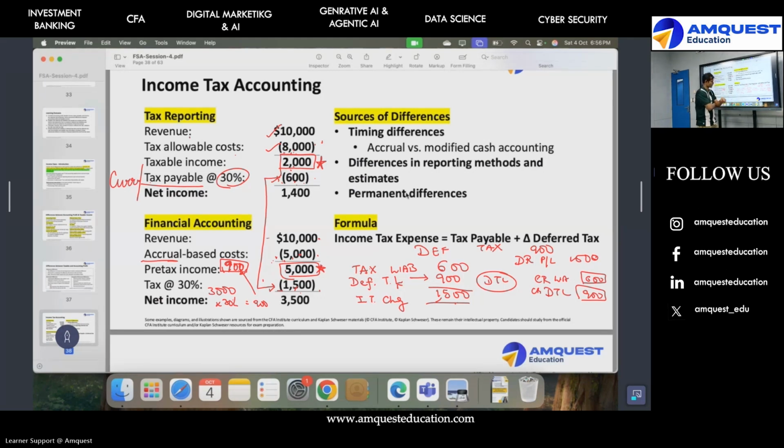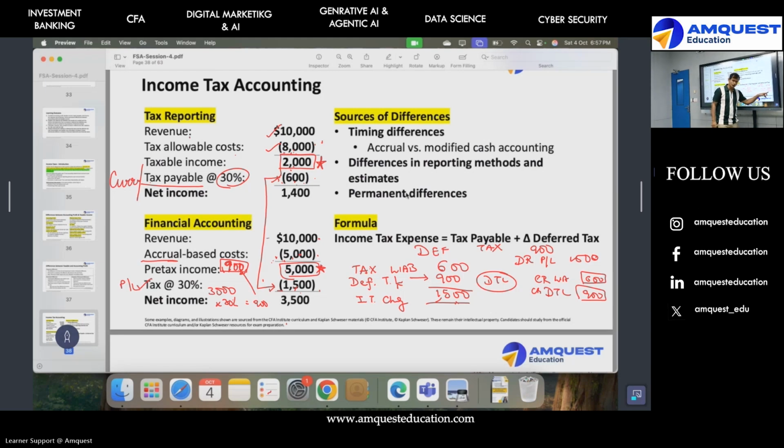I'll show you the example also. So understand the entry first. You need to record only 1,500. You can't record more because your books are as per accounting. So you are supposed to record P&L of only 1,500. But your liability is based on what the income tax man says. He says pay 1,800, you pay 1,800. You can't pay anything apart from what he tells you to pay.